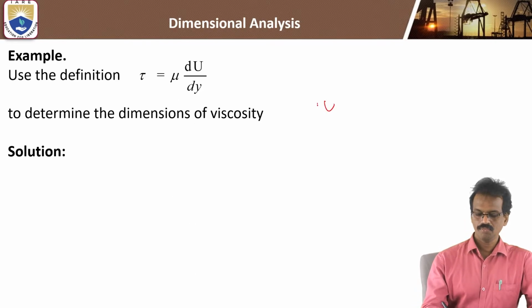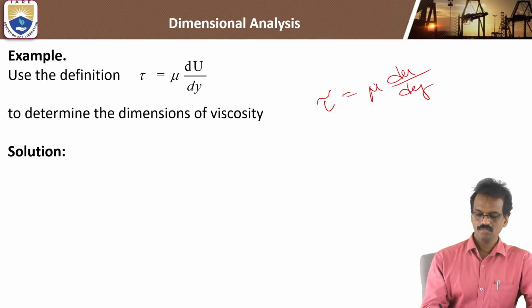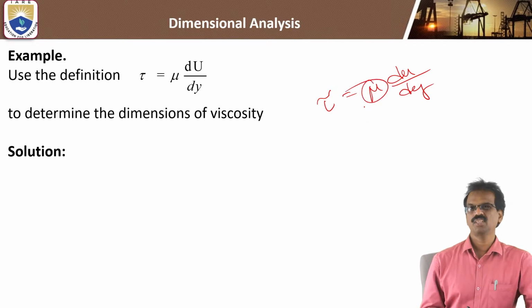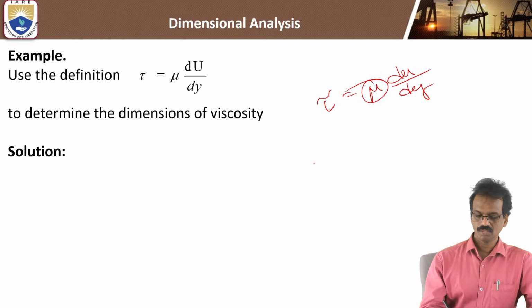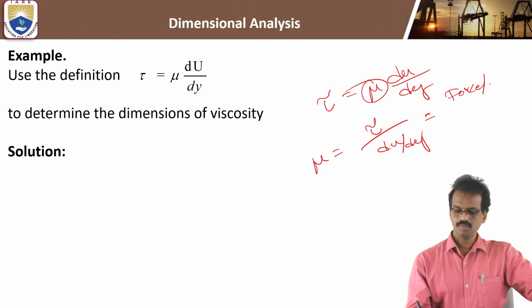You know that tau is equal to mu into du by dy. So you know that formula. Then we find the dimensions for the dynamic viscosity. Mu is equal to tau by du by dy. So tau is the force over an area. You know that force over an area divided by velocity. du is the velocity, dy is the distance.